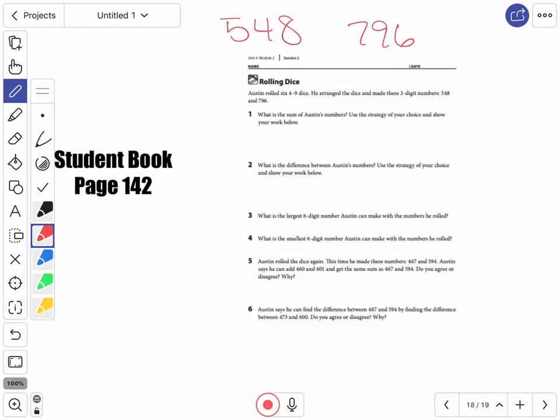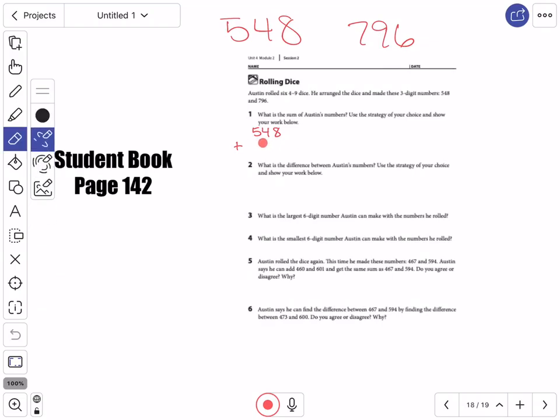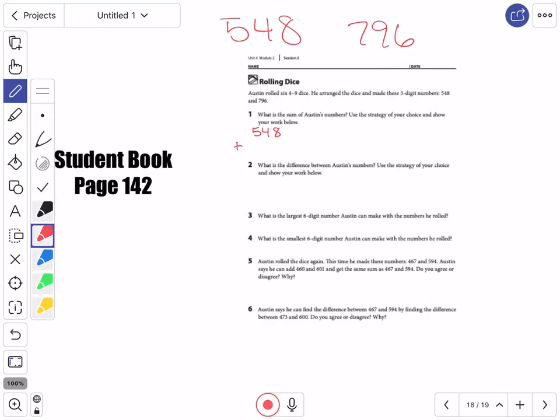What is the sum of Austin's numbers? Our work can really vary here, but for the sum of these numbers, I'm going to use one of the strategies that we used before. So I'm essentially trying to figure out what 548 plus 796 is. I know that kind of looks bad, sorry.